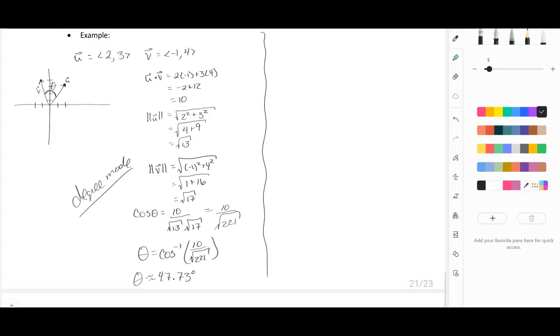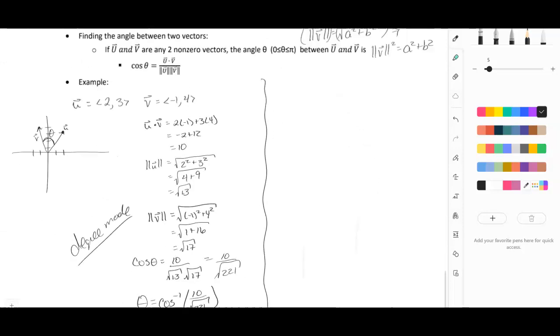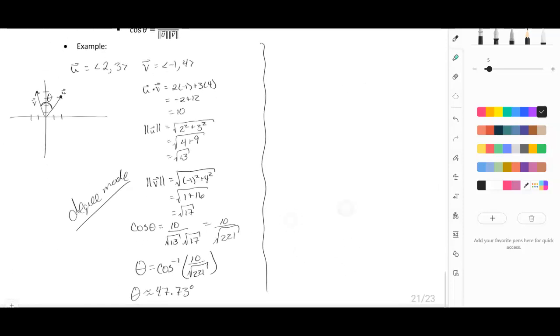Okay, let's try another one. This is where you may want to write down the example, pause the video, try it, and then come back and check your answer. So let's let u be 4, 1, and v be negative 5, 2. We're finding the angle between. Pause the video, try it, come back, check your answer.